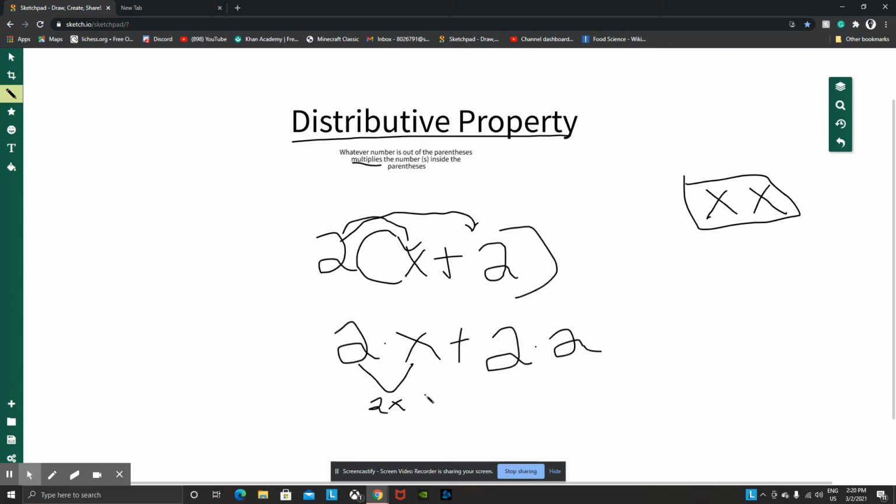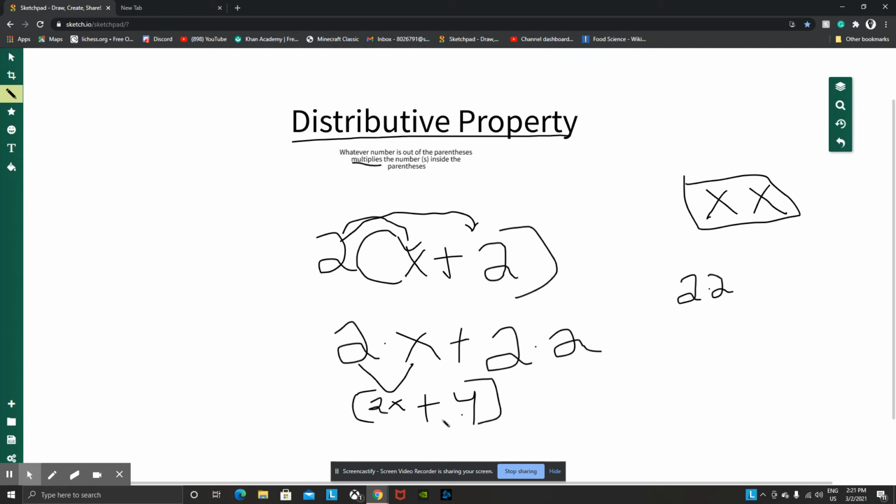Now, plus 2 times 2. So 2 times 2 is obvious multiplication. It's 2 groups of 2. We add another 2 groups of 2, and that gives us 4. So 2 times 2 is 4. There. This is our answer to the distributive property method of this equation. Or expression, not an equation, because we don't have the equal sign. So it's an expression. So we have 2x plus 4.